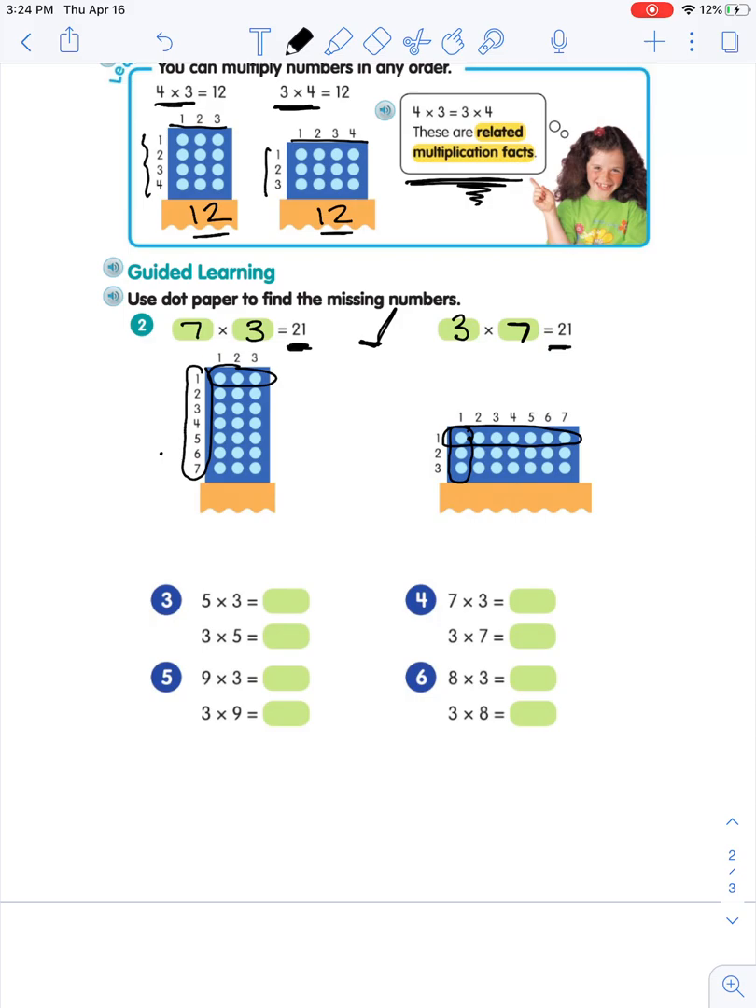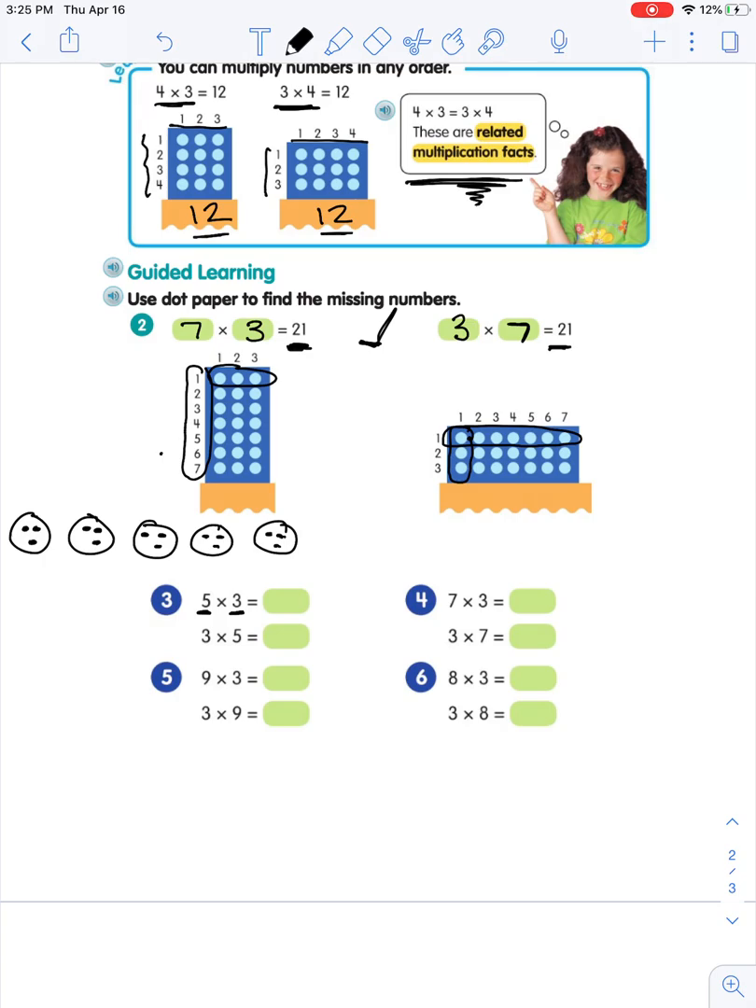Now let's take a look at number 3. I'm going to do number 3 with you. It says 5 times 3. So that's telling me I have 5 groups with 3 in each group. So I know if I have 5 groups, if you want, you can draw yourself a picture. You can draw a dot paper like they were doing. If I have 5 groups, 1, 2, 3, 4, 5, and I have 3 in each group, how many do I have in all? Because I know in multiplication, I'm looking for how many I have in all.